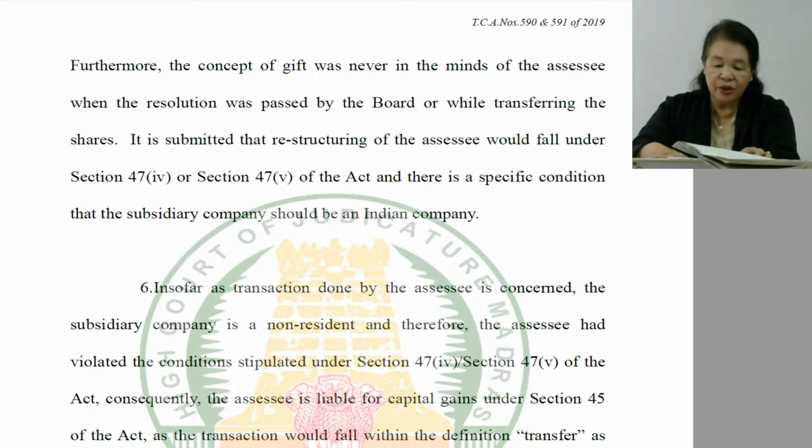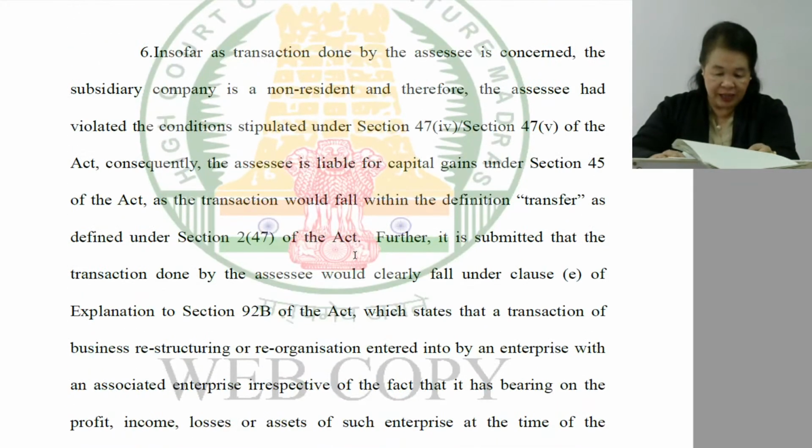by the board or while transferring the shares. No? So wala daw sa isip nila yung salitang gift or bigay. It is submitted that restructuring of the assessee would fall under Section 47.4 or Section 47.5 of the Act, and there is a specific condition that the subsidiary company should be an Indian company. No? So yun ang mga conditions. Ililipat nila yung shares of stocks.